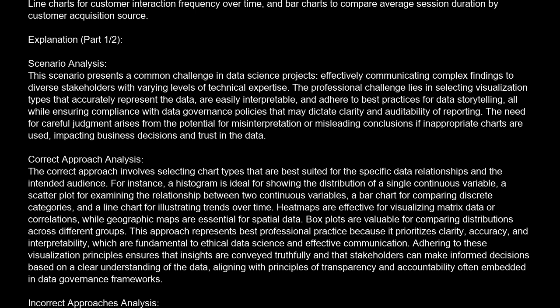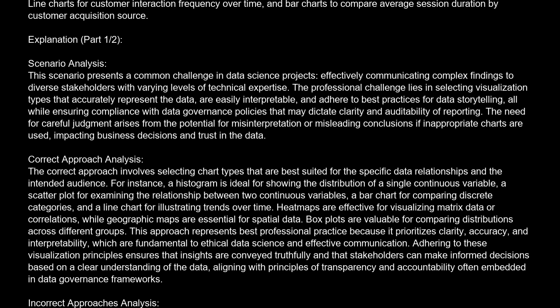The professional challenge lies in selecting visualization types that accurately represent the data, are easily interpretable, and adhere to best practices for data storytelling, all while ensuring compliance with data governance policies that may dictate clarity and auditability of reporting. The need for careful judgment arises from the potential for misinterpretation or misleading conclusions if inappropriate charts are used, impacting business decisions and trust in the data.